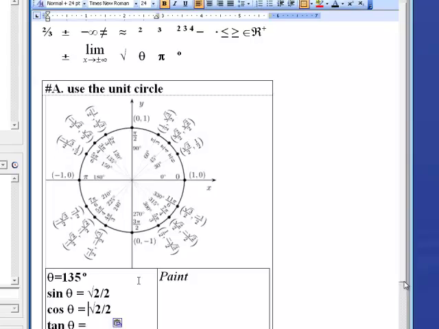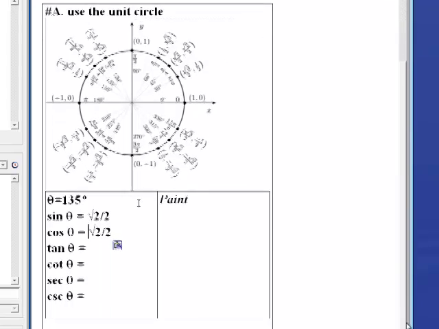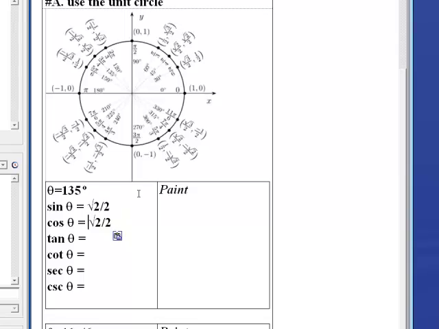And of course, we don't need to worry about the r, the radius, simply because it's 1 anyway. So I'm going to put the negative in front of that. For the tangent, we have y over x. The two are equal, so we divide them, we come up with 1, but we also have a negative in front of that. There we go.